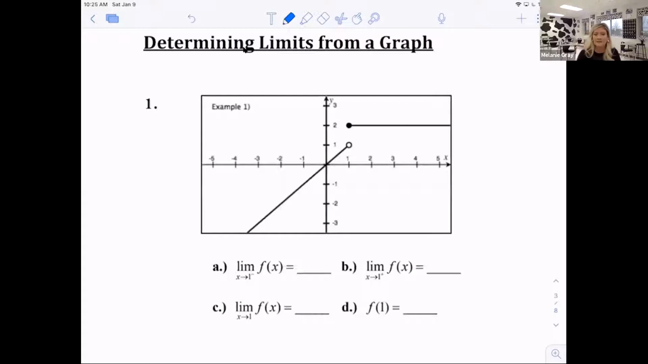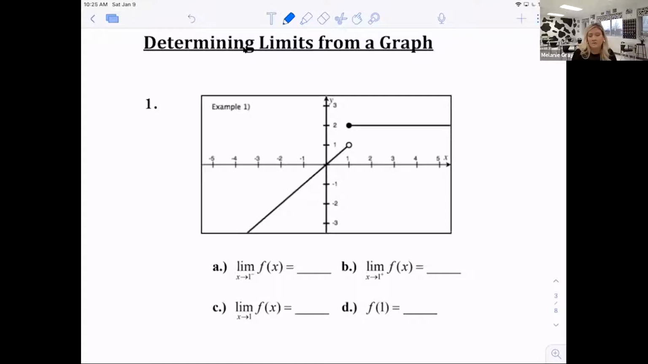One thing you want to jot down is for a limit to exist at a particular point, you know that the left-hand limit as x approaches that c value must equal the right-hand limit as x approaches that same c value. If the left and the right-hand limits are equal, that is your actual limit.